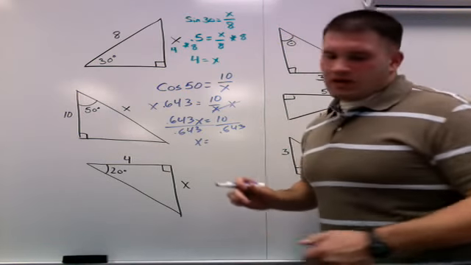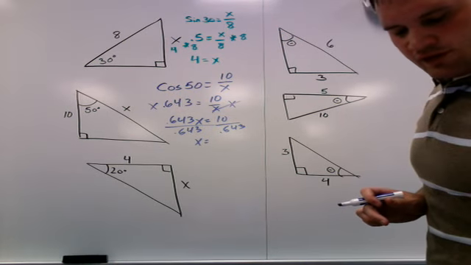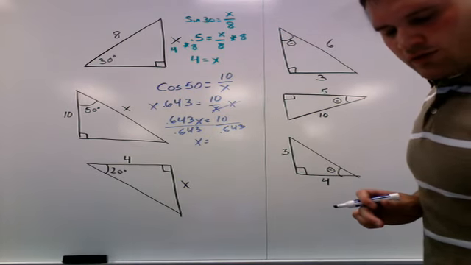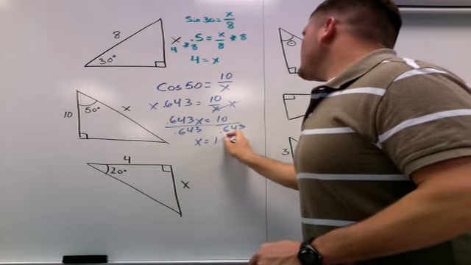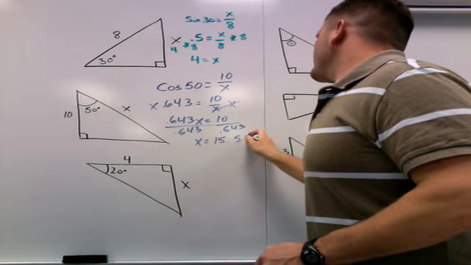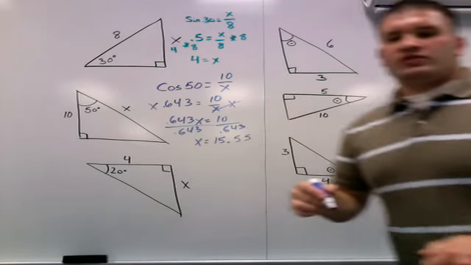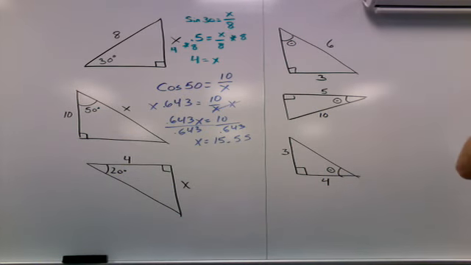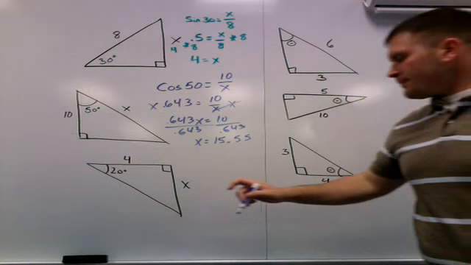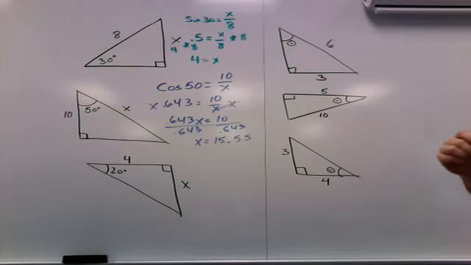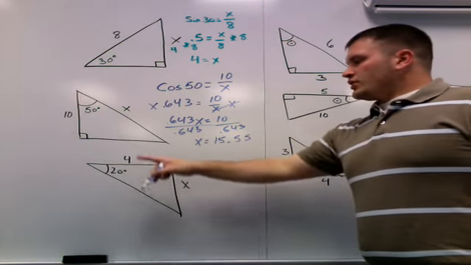And we can figure out what x is. So 10 divided by 0.643 equals 15.55. Meaning the hypotenuse of this triangle is 15.55.